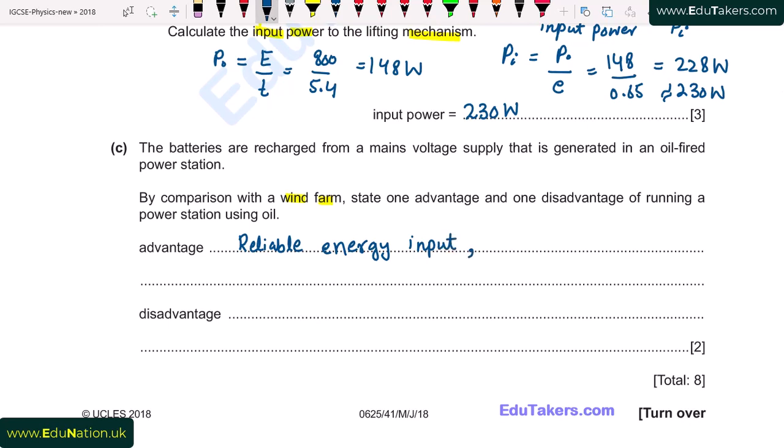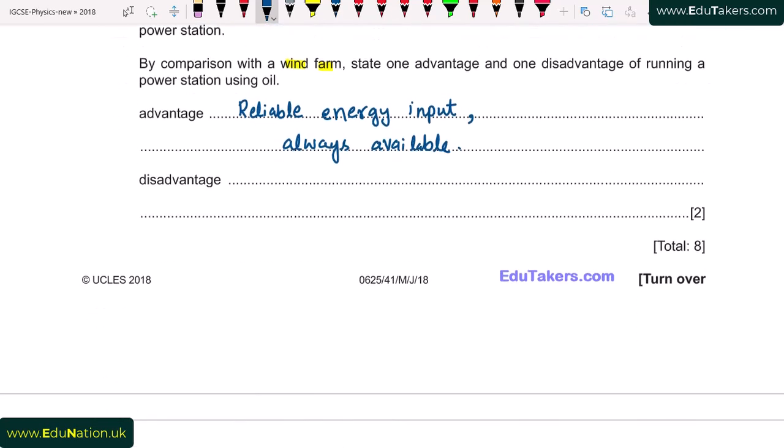And its second advantage is that it is always available. The disadvantage is that it is not renewable, that it cannot be used again and again. So it's non-renewable. And the second disadvantage is that it causes global warming.